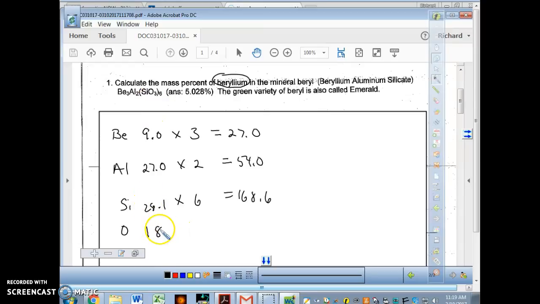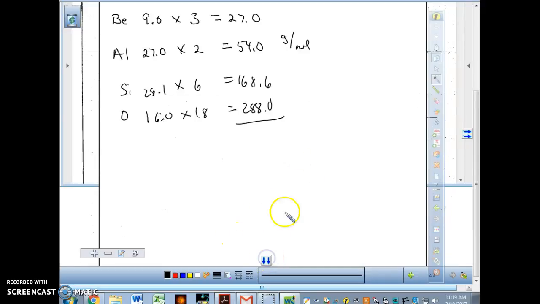Then there's 18 oxygens. Oops, let's change this around so we keep the same order. Molar mass 16, and there are 18 of those in there. So 16 times 18 is 288 grams per mole. Now these are all grams per mole. So when we add up and get a molar mass, that will always be in grams per mole.